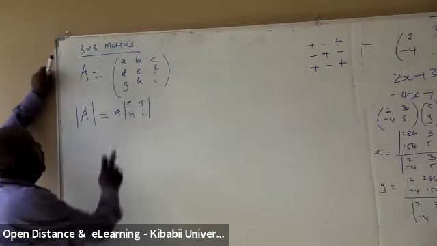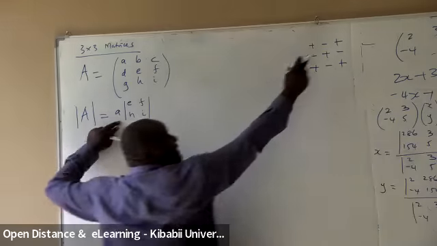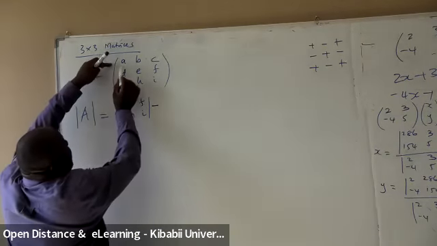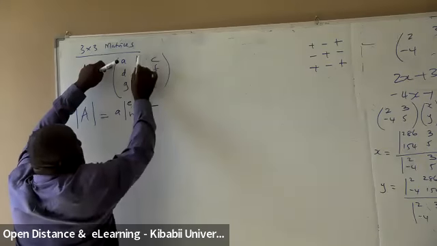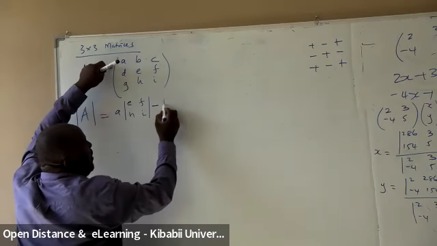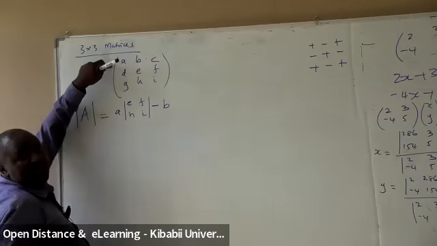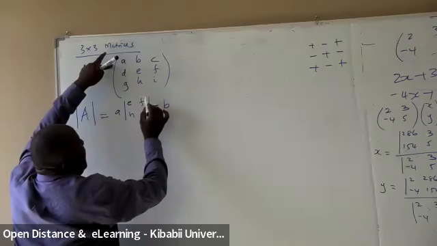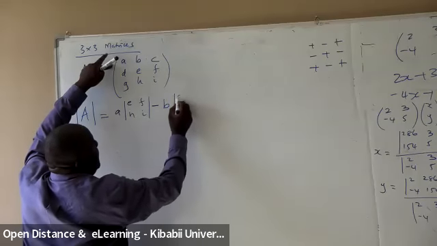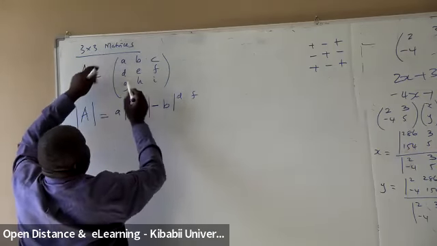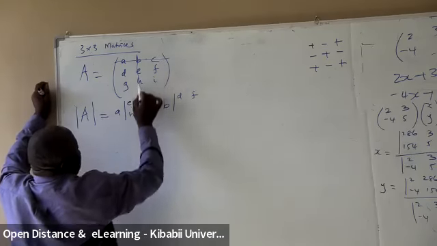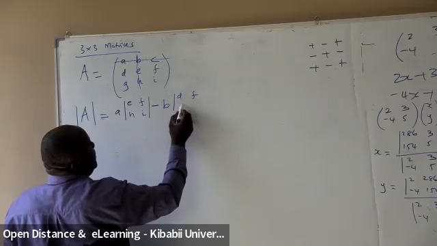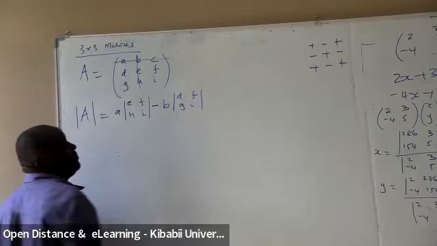So we are using row 1, so this will be positive. The second term, we negate. So we are deleting row 1, column 2. The common term there is B. If I delete those, I'm left with D, F, G, I.